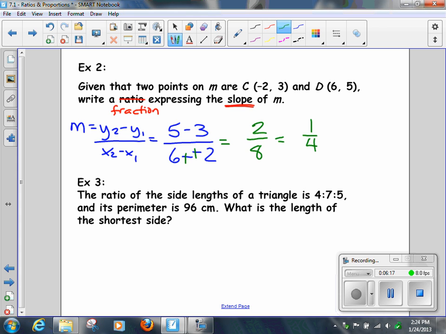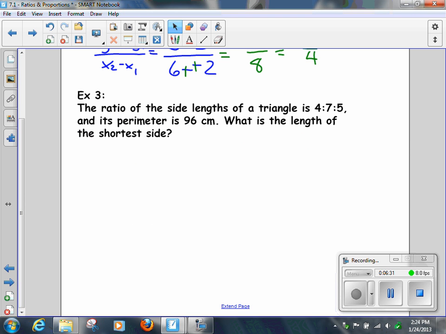Is that a ratio? Why? Because it's a fraction. Questions? Facile or difficile? Facile, muy facile, see? It's just a review. It's just applying this new stuff, okay? Now, this is easy. This is all algebra, okay? Example 3, look at this. The ratio, fraction, there we go.